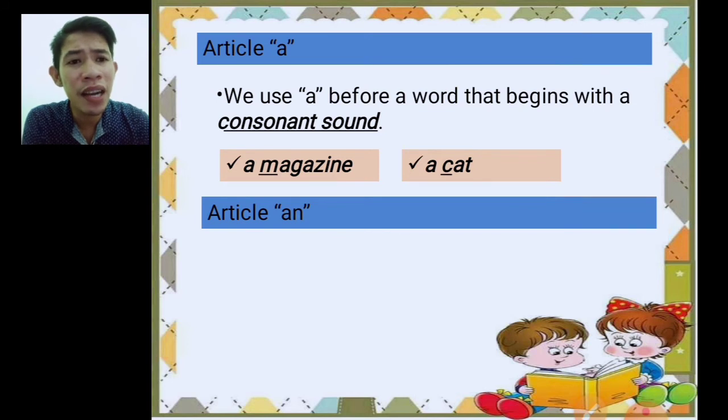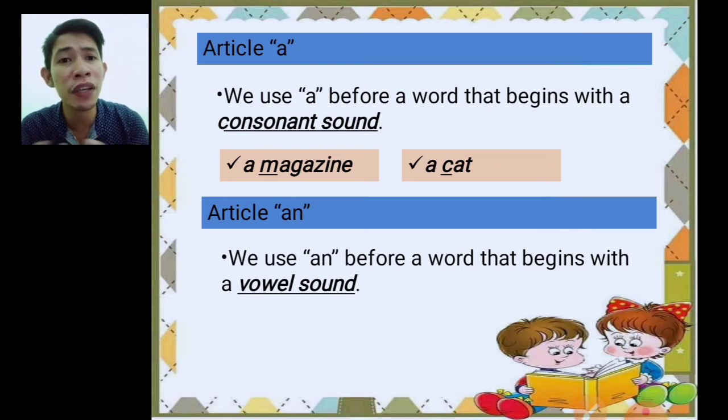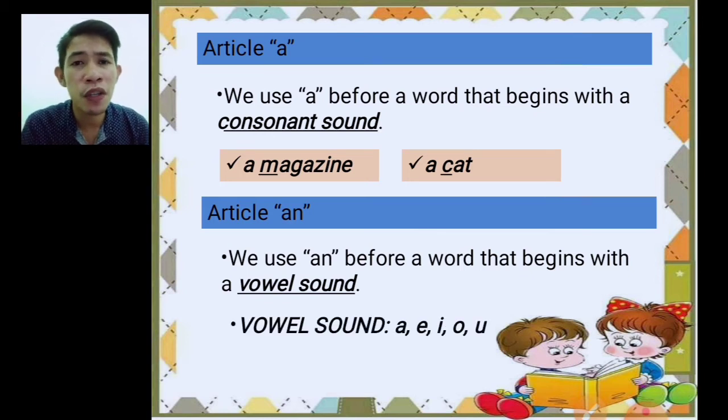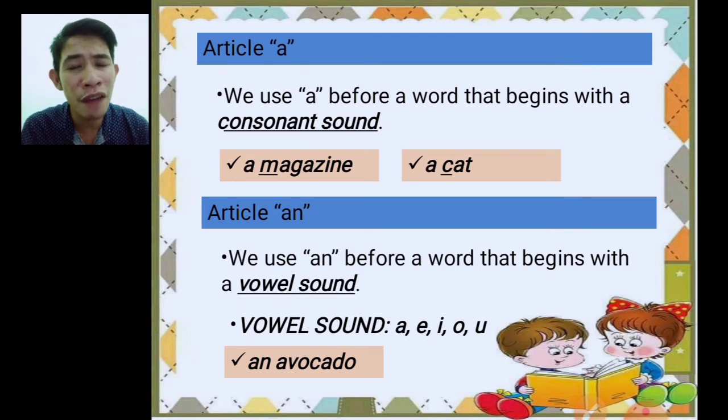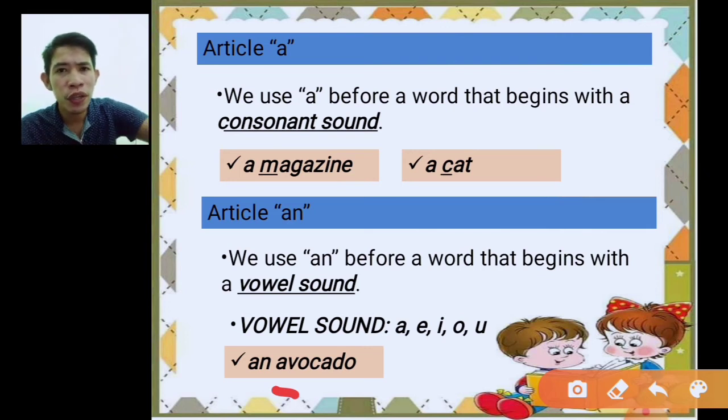Unlike article a, we use article an before a word that begins with a vowel sound. Again, we use article an if the first sound of the word being preceded with article an is a vowel sound. And these vowel sounds are a, e, i, o, u. So, for example, an avocado. The first letter of the word avocado is a, that is a vowel sound, so we use an.